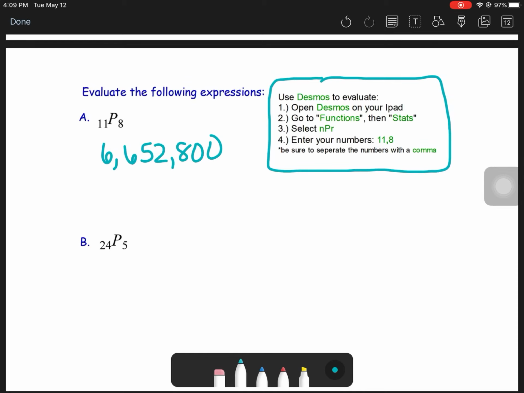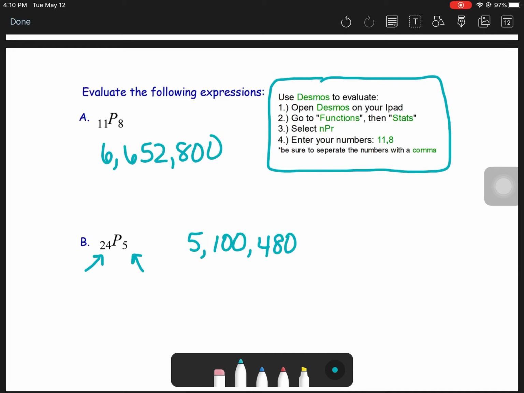On permutations, when we have 24, pick 5. Use your Desmos, select functions, and then go to statistics. You're going to select nPr. Make sure you put it in as 24, 5. And then you should see an answer of 5,100,480.